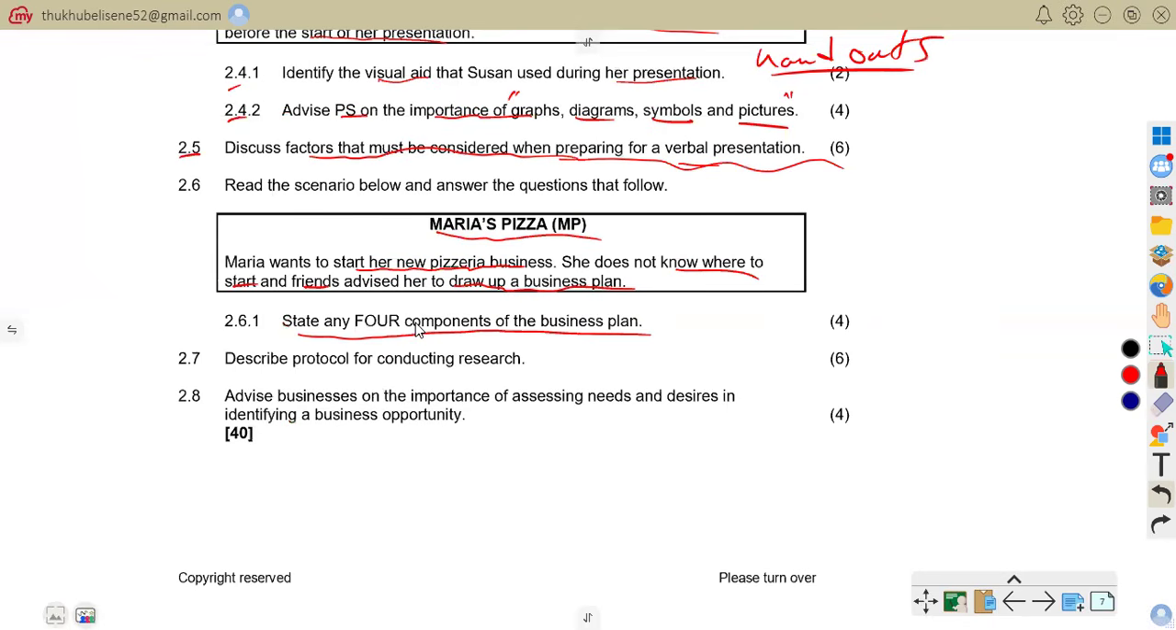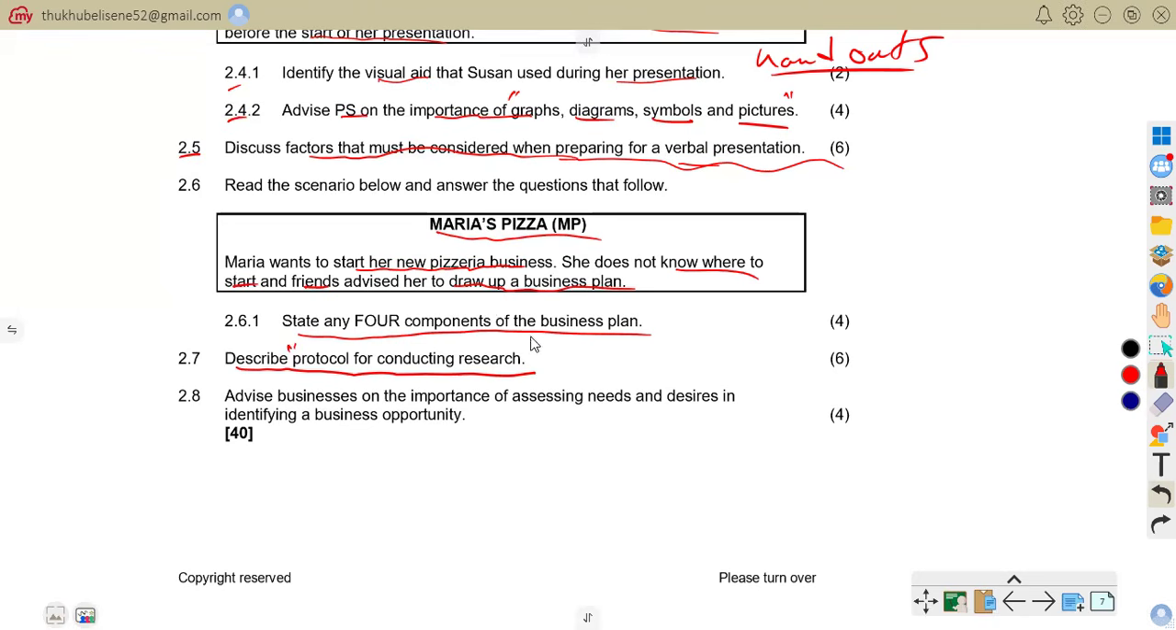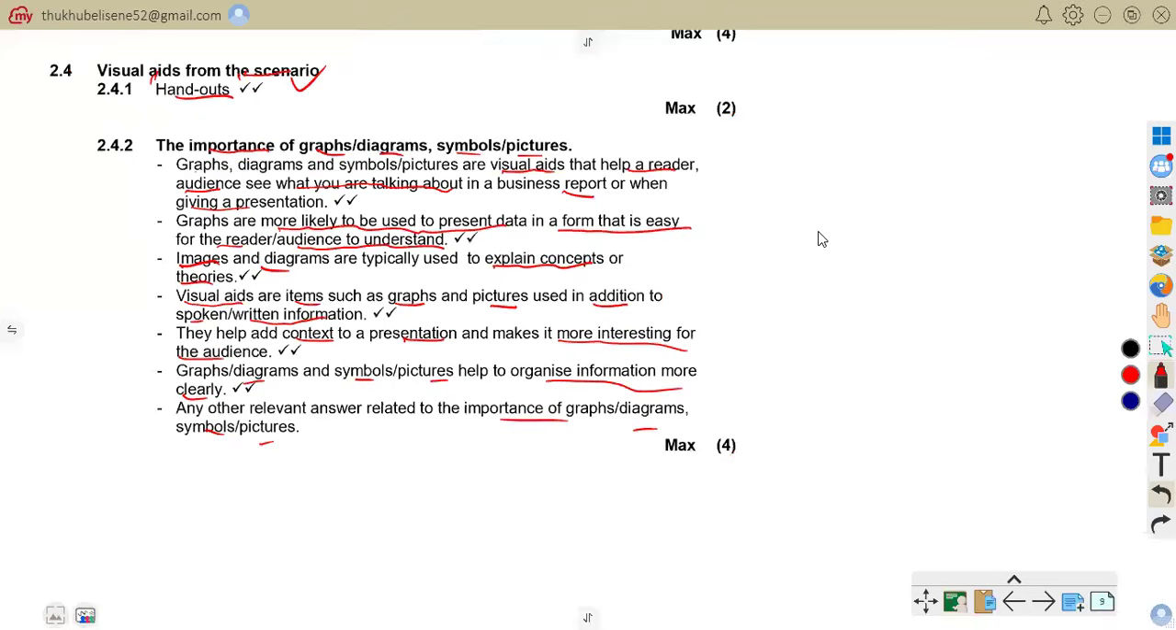Now we are coming to 2.7. 2.7 says describe protocol for conducting material research. Let me start. We're talking about the protocol for conducting research. So now let us go straight to the answers.